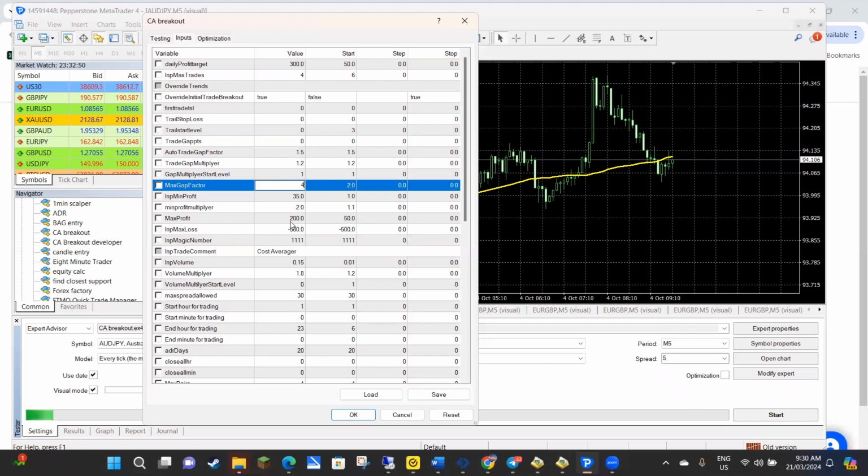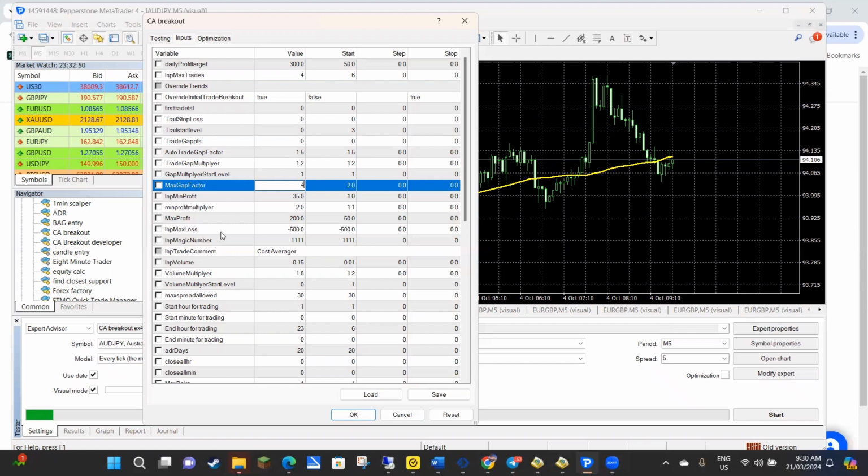Max profit is set at 200. So the multiplier would be: one trade open aiming for 35, 2 trades open aiming for 70, 3 trades open aiming for 140, and 4 trades open aiming for 280, except that we've limited the maximum profit at 200. So even if there were 4 trades open, it would still take profit at $200.